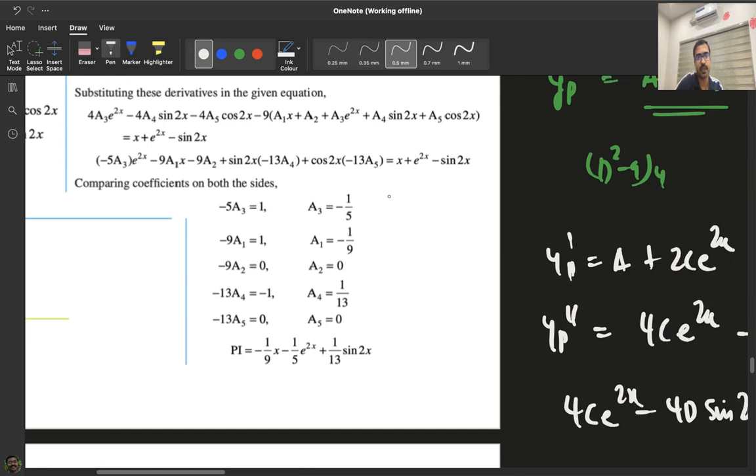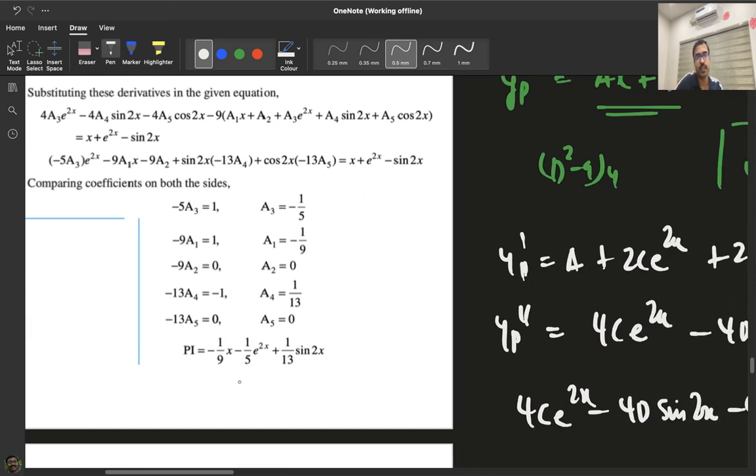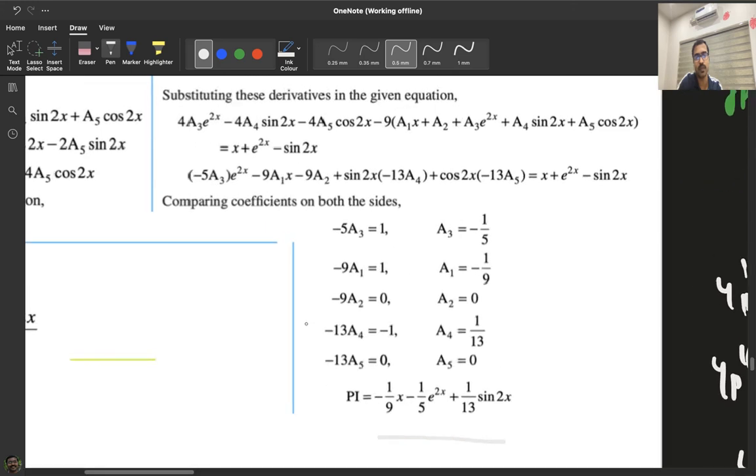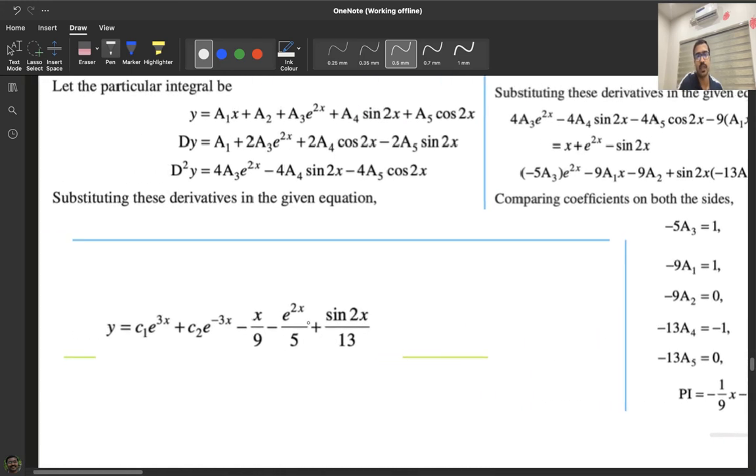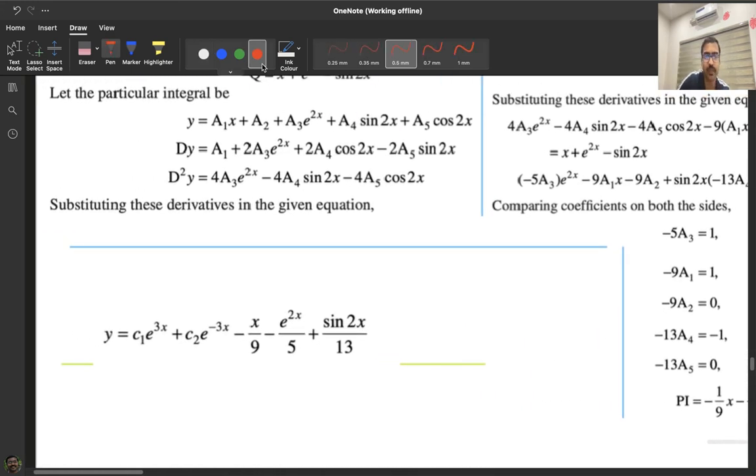So yeah, that's correct. So minus 1 by 9 into x, minus 1 by 5 into e raised to 2x, plus 1 by 13 sin 2x. So the general solution will be this one. Okay, so that's that. It's a very simple thing. You have to just pick it out everywhere and be careful.